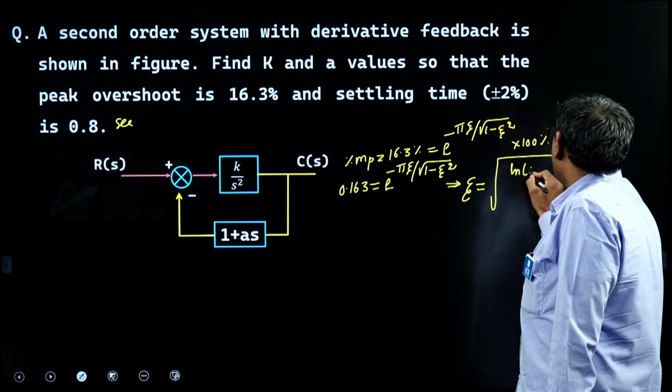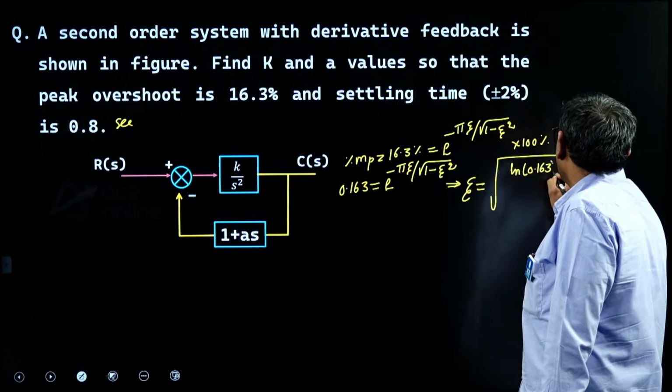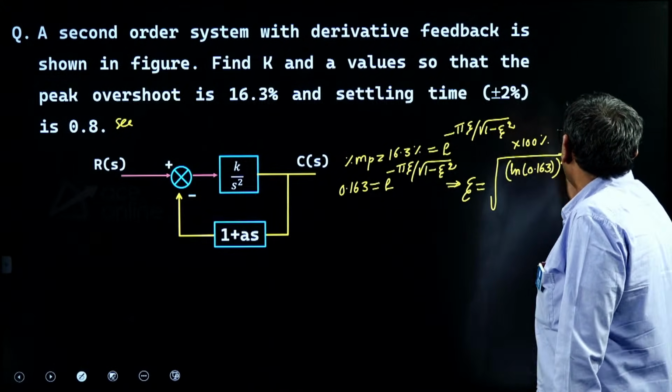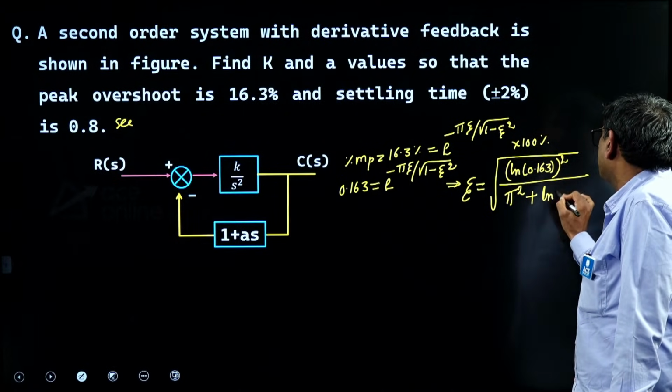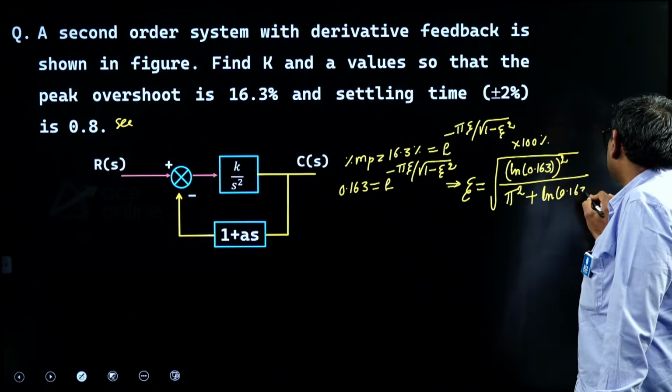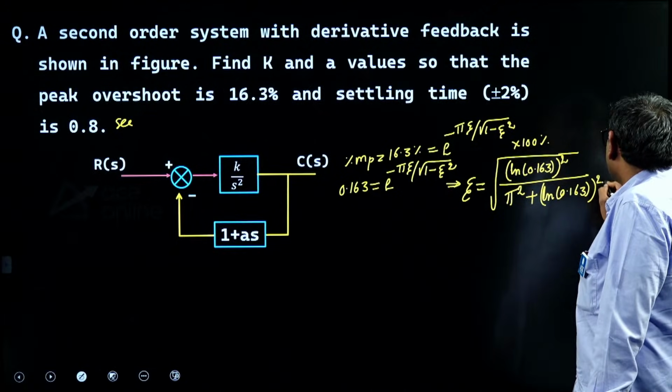ln of 0.163 whole square divided by pi square plus ln of 0.163 whole square. So what is the answer?